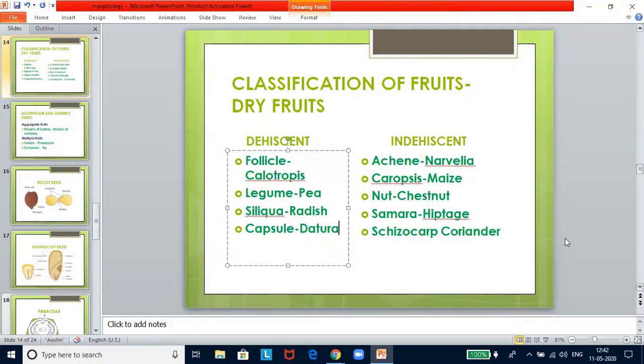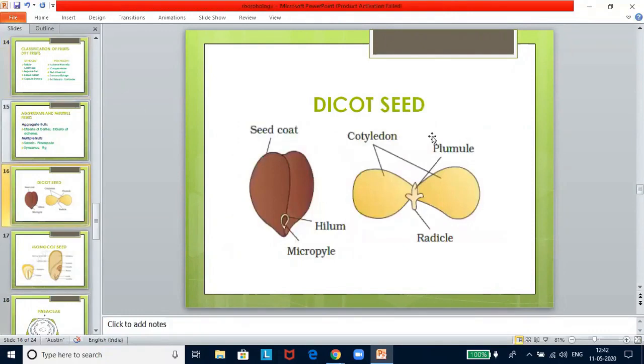Okay. Now, shall I get into the next thing? This is a dicot seed. This is very, very important. They will ask you to identify the parts. Here the important parts are the seed coat, the hilum, and the micropyle. The micropyle is a pore-like structure. Then the cotyledon, plumule, and radicle. So it is very easy for a dicot seed.